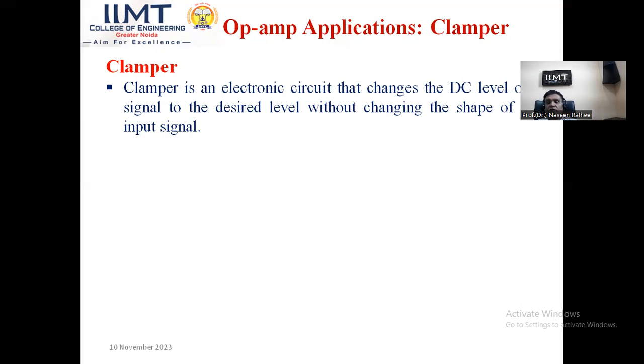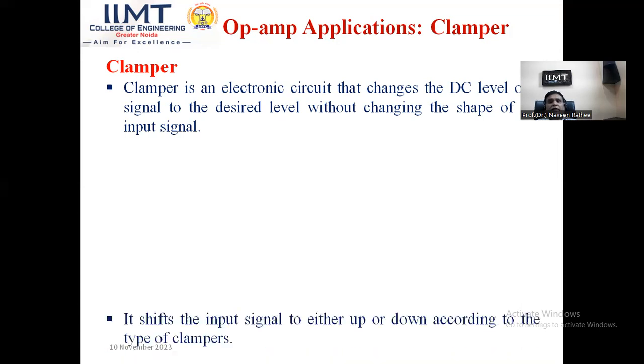Whatever swing is available at the input signal waveform will remain the same at the output also. Total input voltage swing should remain constant in the output signal too, whether you are clamping it towards the positive side or clamping it vertically at the bottom side. So the total, maximum swing should remain constant. This is the meaning of a clamper.